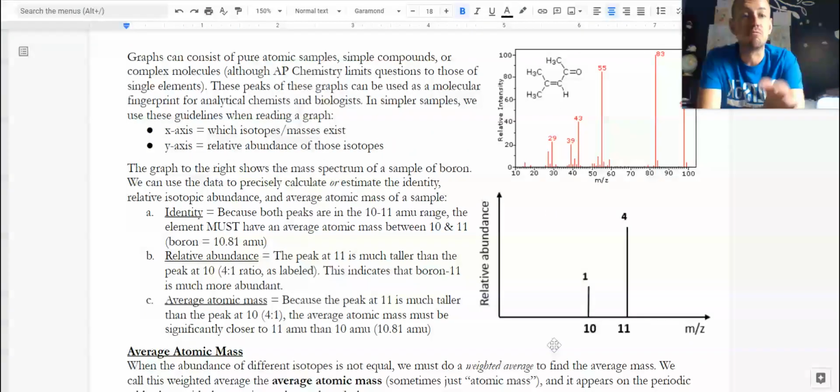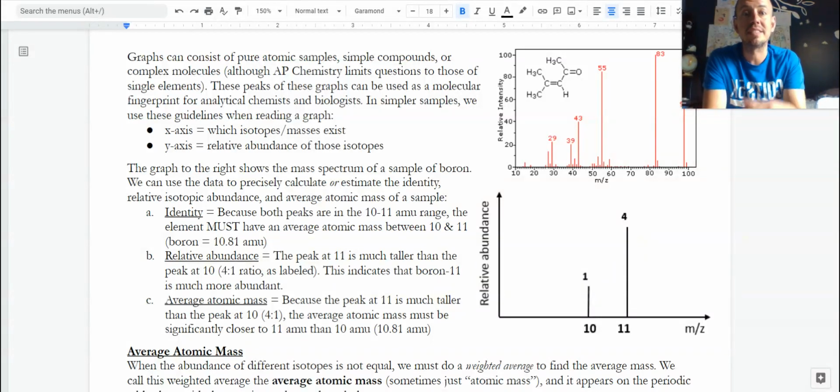Right here is a relatively simple graph that's a mass spectrum of boron. It tells us on the x-axis we have boron 10 and boron 11. On the y-axis, it gives us our abundance. It's not giving it as a percentage here, but just as relative amounts. This one is 4 times taller than that. It's a 4-to-1 ratio of boron 11 to boron 10.